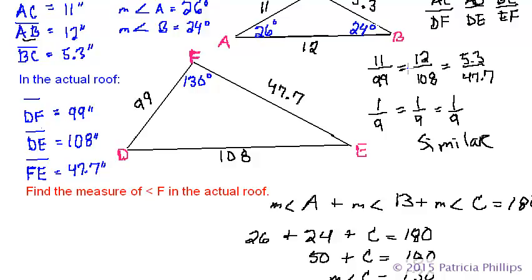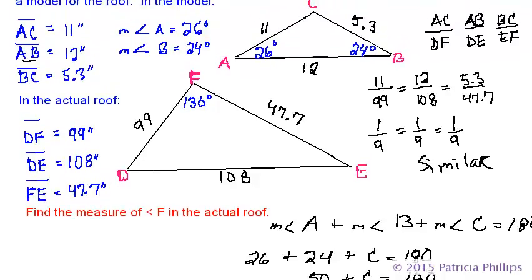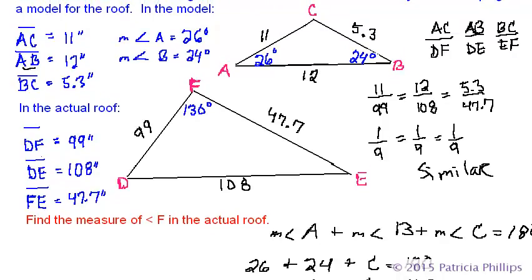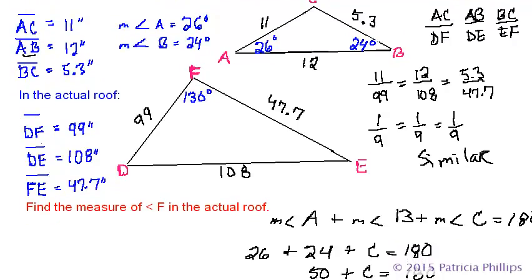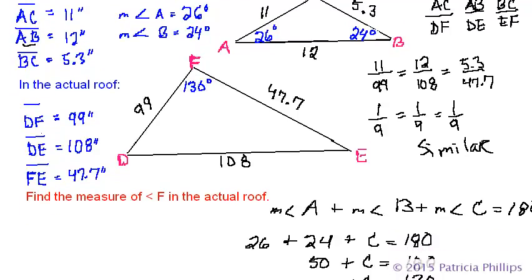Since you have similar triangles, all of the angles are congruent. And all you need to do is find the measure. All you needed to do here to find F was find the measure of angle C, since that was the corresponding congruent angle. And that was it on this one.